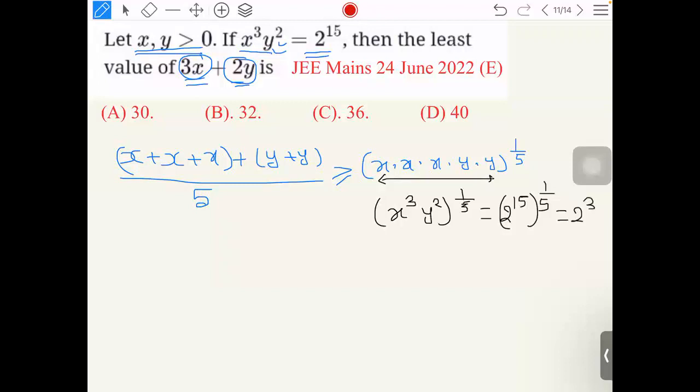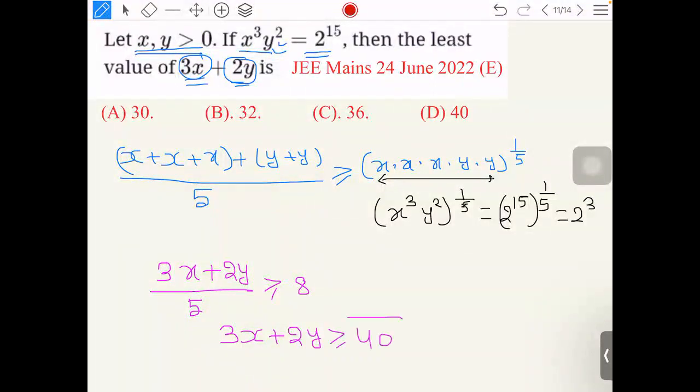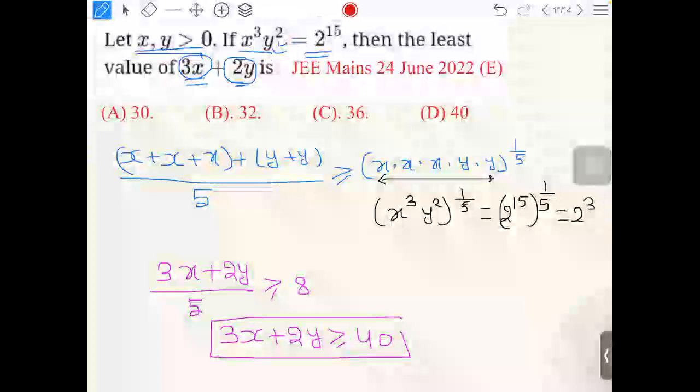So we can write 3x plus 2y by 5 is more than or equal to 8, or 3x plus 2y is more than or equal to 40. So 3x plus 2y is always more than or equal to 40. Its least value is 40 as long as the product is constant. So the correct answer is option D, 40.